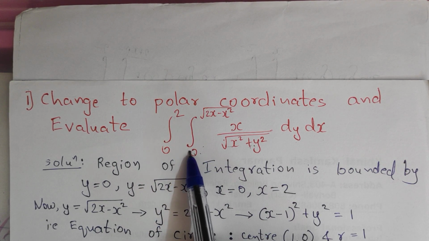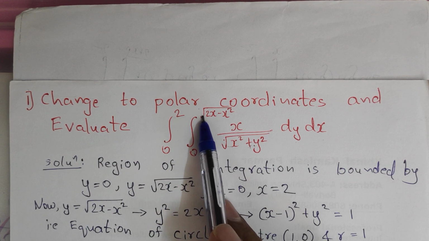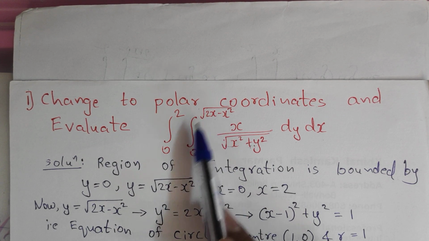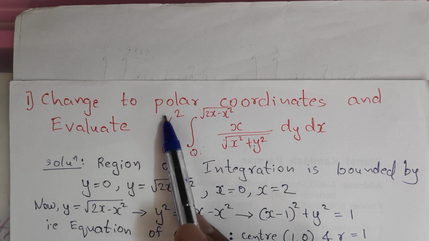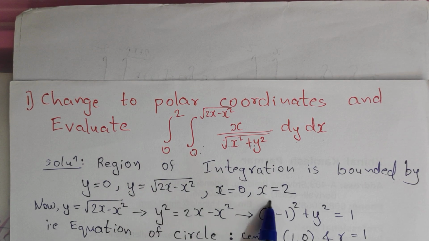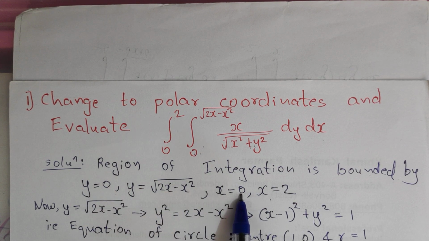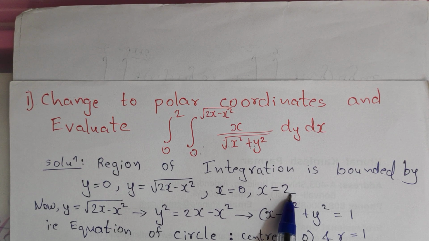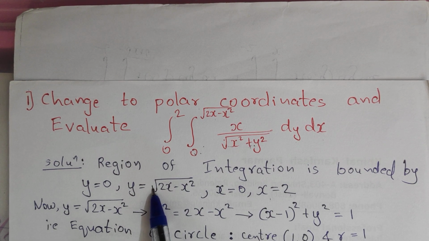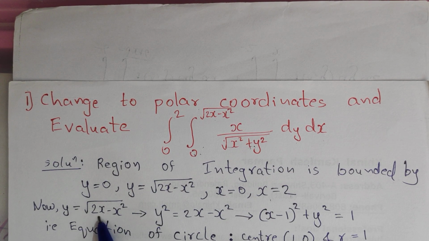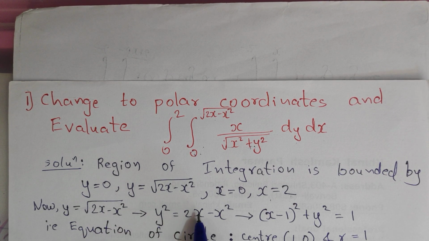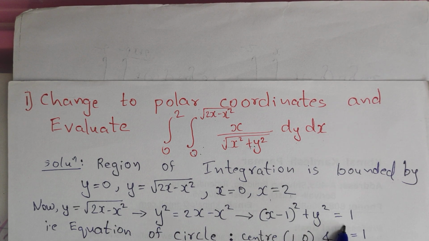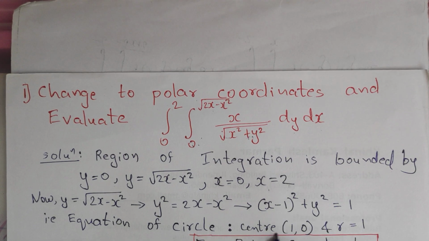So these are my limits of y: y equals 0, y equals under root 2x minus x square. These are limits of x: x equals 0, x equals 2. So these are my four limits. Now I need to identify what type of curves these are. So y equals 0 is a straight line, x equals 0 and x equals 2 are straight lines. Now we'll consider the second equation, y equals under root 2x minus x square. When I simplify this, I get the equation of a circle. Center of the circle is (1, 0) and radius 1.